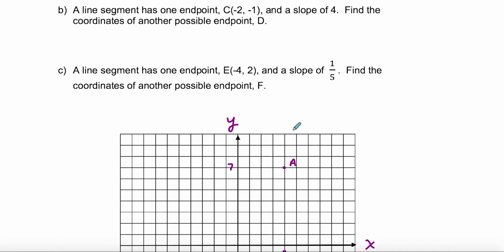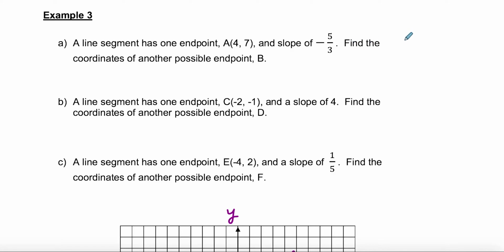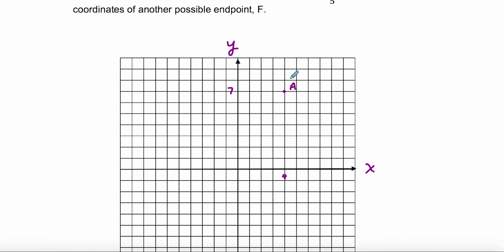And then we're told that the slope is -5/3. If this is our rise and it's negative, it means you're going vertically down. And then if the run is positive, you're going to go sideways. So usually the denominator, you're going to go to the right. And if the numerator is negative, you're going to go down 5 and right 3. So from this point, I'm going to go down 5, 1, 2, 3, 4, 5, and right 1, 2, 3. So there is my possible other endpoint, which would be B.